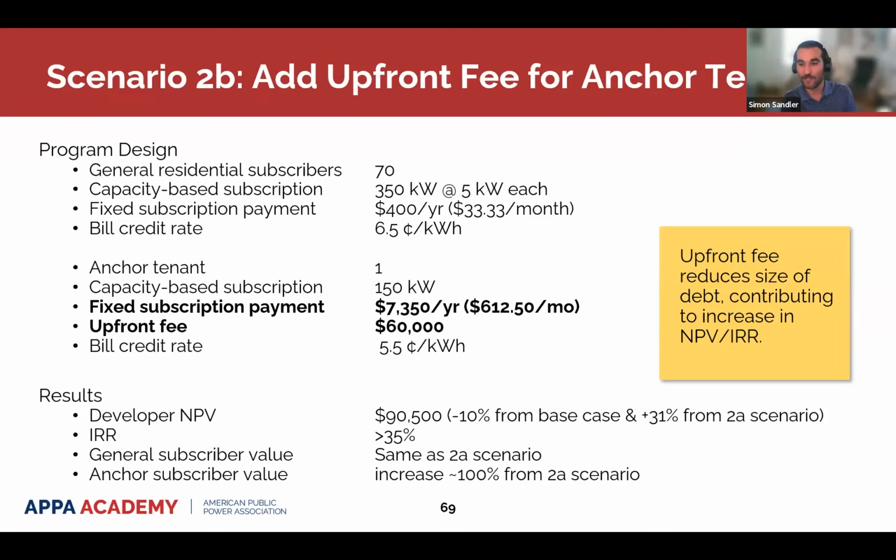project. So what I've done here is I've said that the general residential subscribers and the anchor tenant over the life of the project will pay the exact same amount. However, the developer sees cash earlier because the anchor tenant pays part of their subscription up front and part of it over fixed through the life of it. And so what does that mean? Well, it actually means, if you look at it, that the developer has a higher NPV now, right?